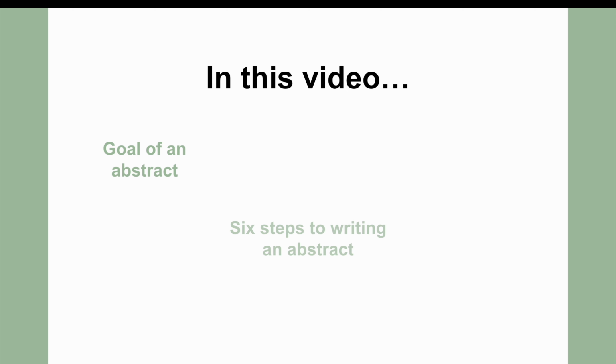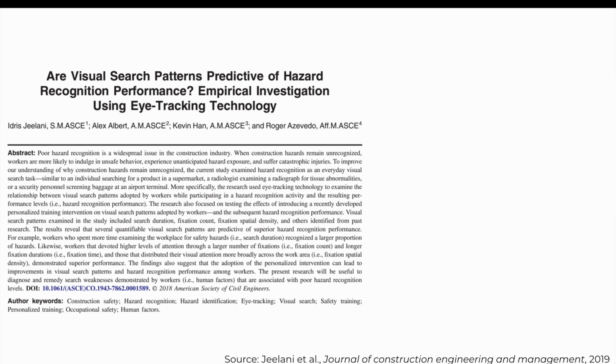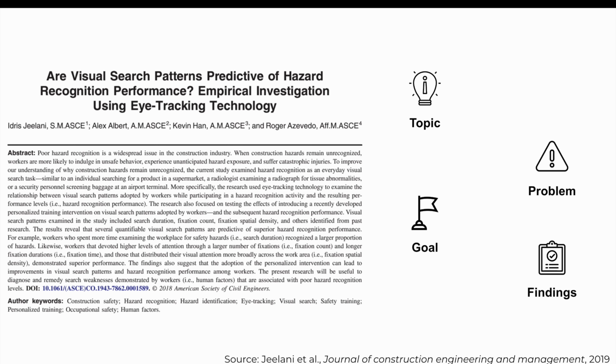Next, we will show you the 6 steps to writing a clear and impactful abstract, and along the way, we will analyze an example to show you how researchers write abstracts. First, what is an abstract? It's a brief summary of your research project that provides an overview of the topic, problem, approach, and findings. Typically, abstracts are between 200 to 300 words long.